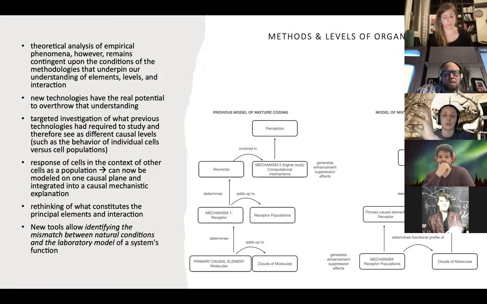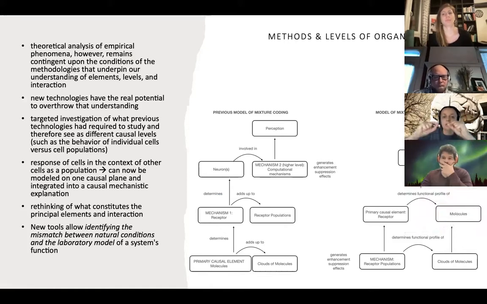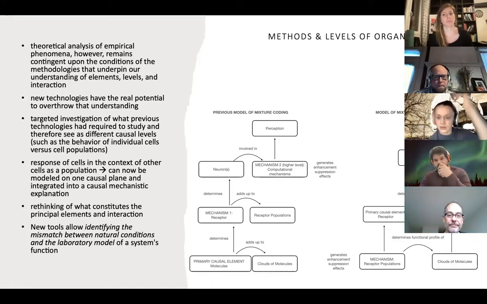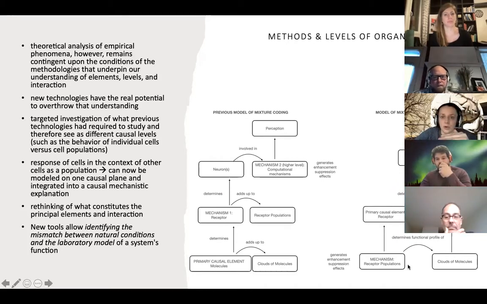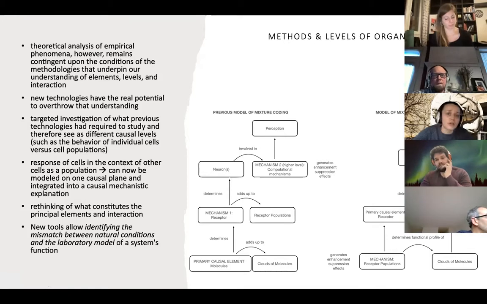So if we start out with a different notion of clouds of molecules, that also means the key element is not just odorants and receptors, but receptor populations as the thing to think about. It's not the individual receptors. We already need to start with receptor populations as the fundamental elements. So how we single out things determines what the level of explanation is. And I'm sorry, Dan, for using levels so often here.